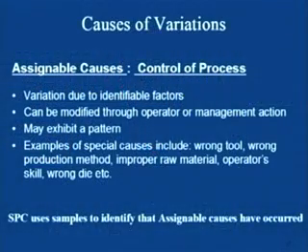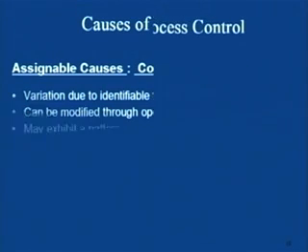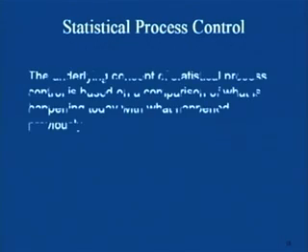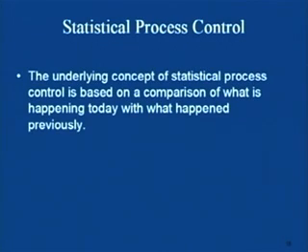Statistical process control uses samples to identify that assignable causes have occurred, as I have already mentioned. What is statistical process control? The underlying concept of statistical process control is based on a comparison of what is happening today with what happened previously. That means we compare the output of the process with the output from when the process was in a state of statistical control.